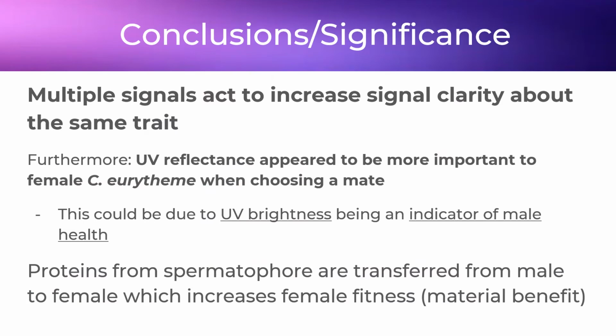The researchers concluded that multiple signals do in fact act to increase signal clarity about the same trait, with UV reflectance appearing to be more important to female Colias eurytheme when choosing a mate. This could be due to UV brightness being an indicator of male health. During the transfer of seminal fluids, the male transfers proteins to the female via the spermatophore. We know it is a costly process to produce these proteins, so this increases the female's fitness. This is also what's known as material benefit.